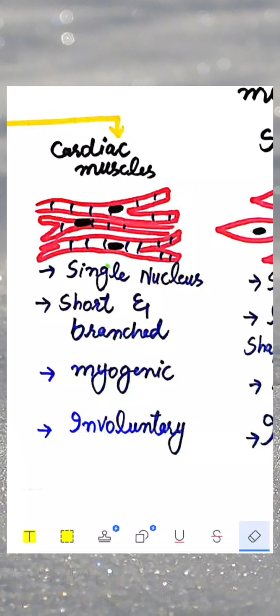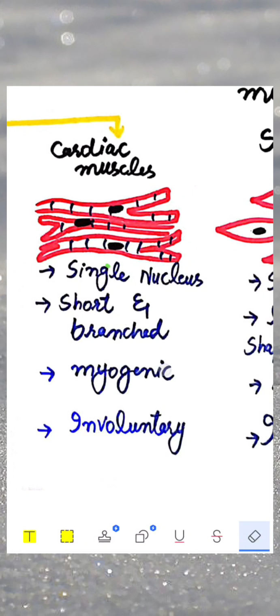And these cells are short and branched. You can see some branches are found at the end of the cells. And another thing is these are myogenic in nature. Myogenic in nature means these types of muscles are not working under the action of any nerve impulse. They do not need any nerve impulse to stimulate them. Or simply the cell membrane of these muscle cells is depolarized again and again. And that depolarization of the cell membrane would not require any stimulus from the neurons. So that is why these types of muscles are myogenic in nature.